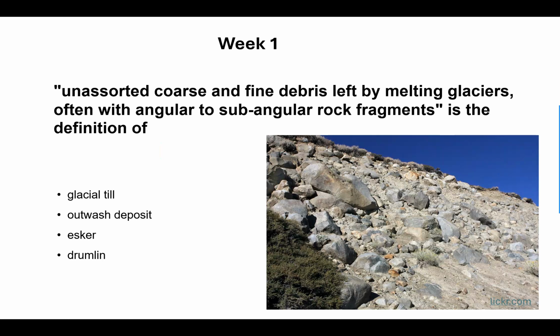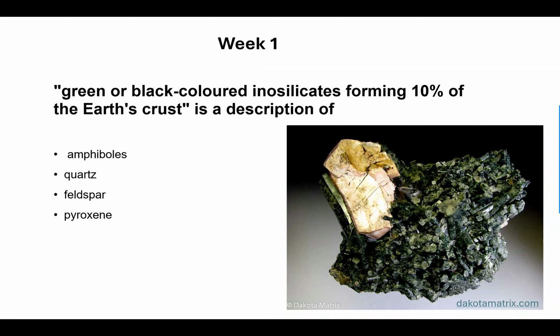Unsorted coarse and fine debris left by melting glaciers. As glaciers melt and retreat, there's a lot of debris that they leave, often with angular to subangular rock fragments, so there are different types of rocks. Is this the definition of glacial till, outwash deposit, esker, or drumlin? Since we are talking about glaciers, it has to be glacial till. As a glacier melts and leaves the debris, that is called glacial till.